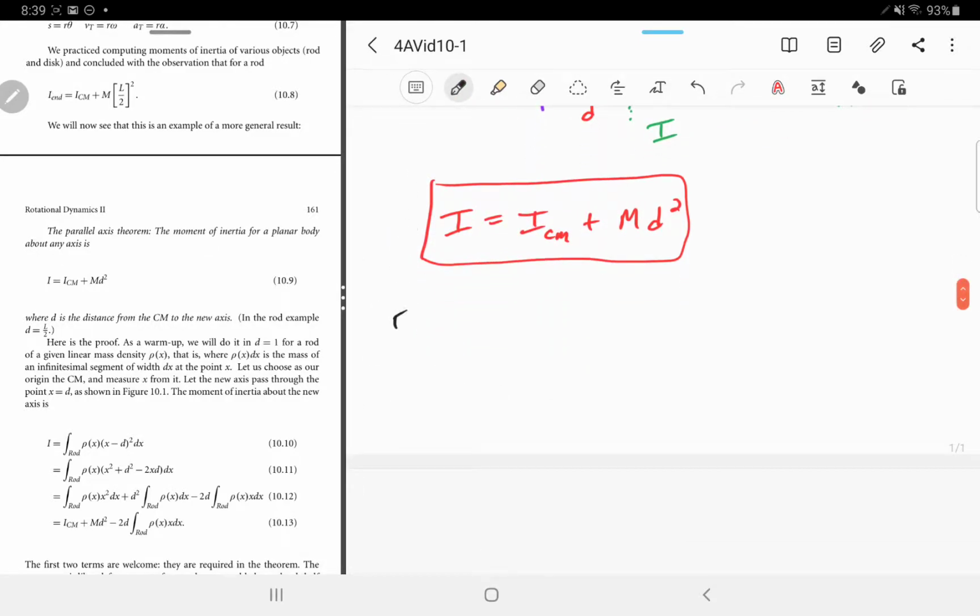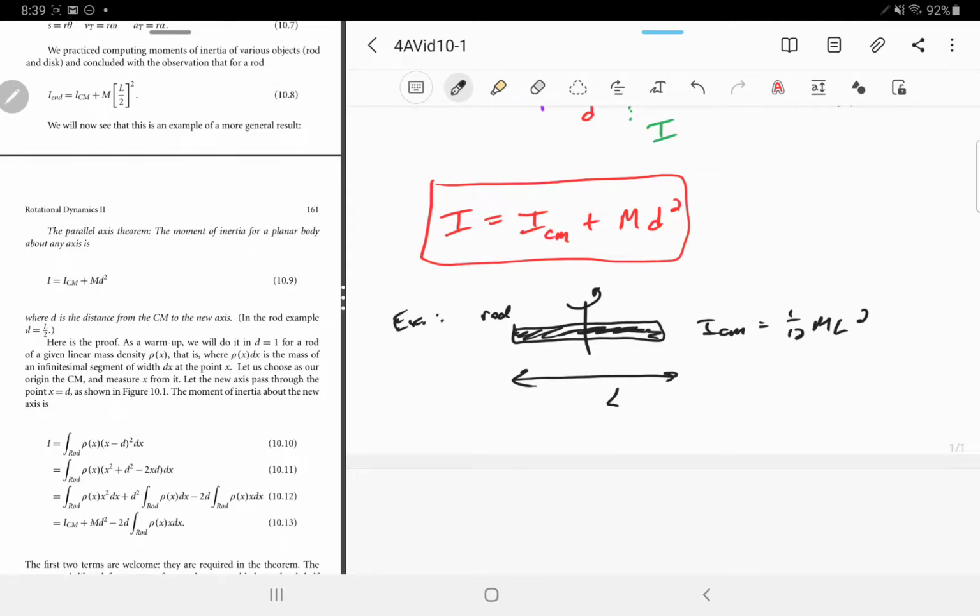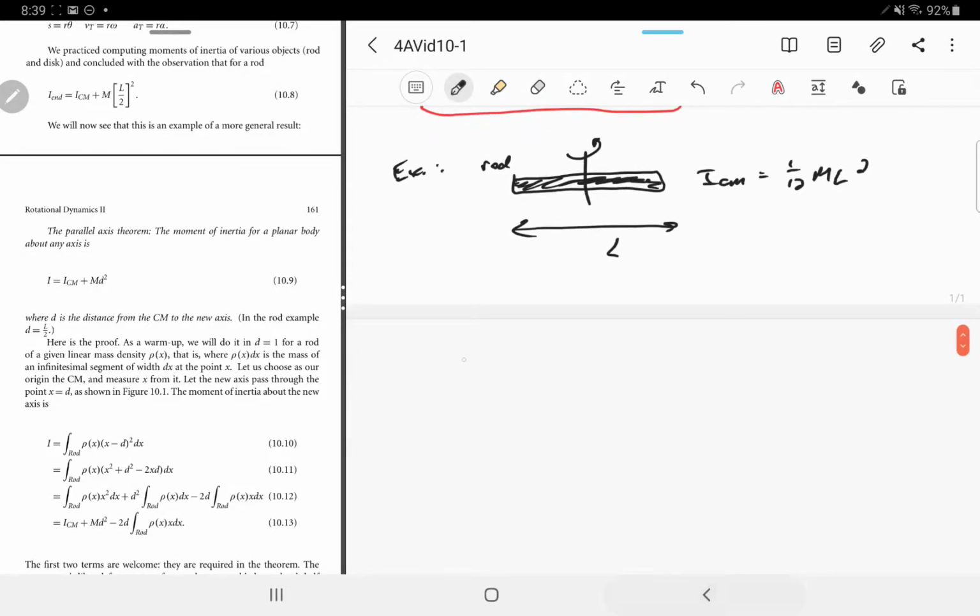So, example. You know that a rod about the center of mass has moment of inertia 1/12 ML squared. It's a uniformly distributed mass rod with total mass capital M, and the whole length of the rod is L. So you could use the parallel axis theorem to prove something that we already know. So what's the moment of inertia about this axis?